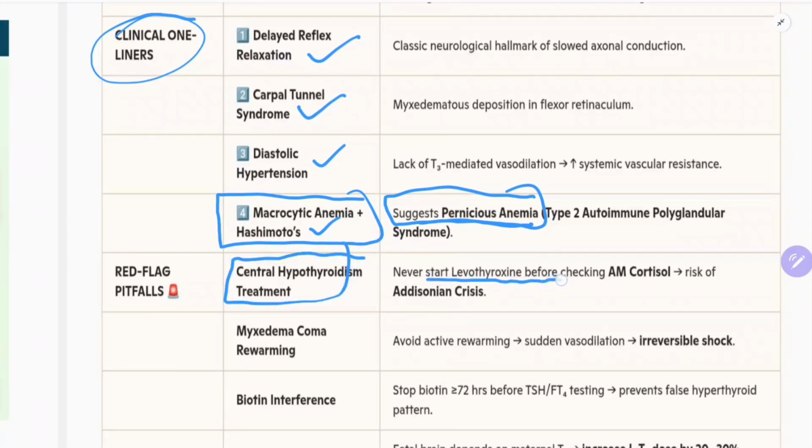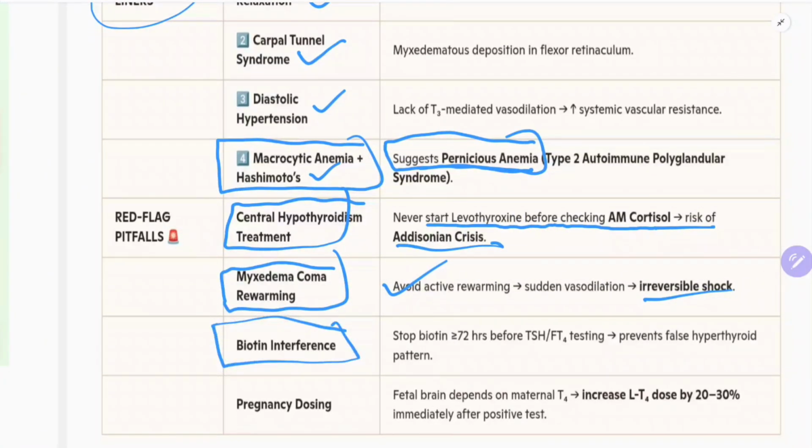Red flags include central hypothyroidism treatment. Never start levothyroxine before checking AM cortisol, because of the risk of Addisonian crisis in central hypothyroidism. Myxedema coma: avoid active rewarming, that will lead to irreversible shock. Biotin interference: patients should stop taking biotin for 3 days before TSH and FT4 testing. If you test while taking biotin, it will create a false hyperthyroid pattern on thyroid function tests.